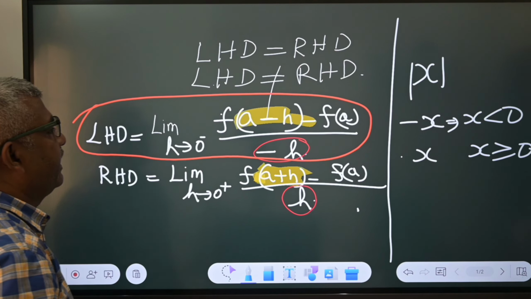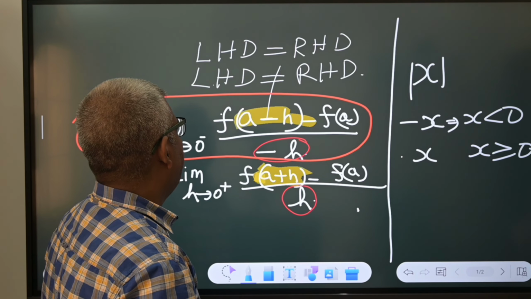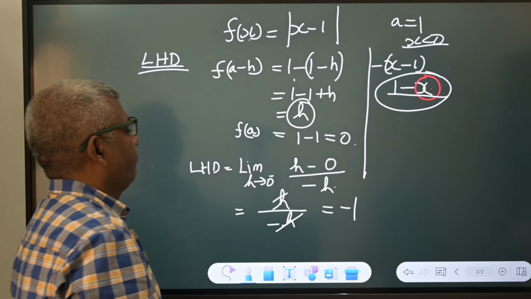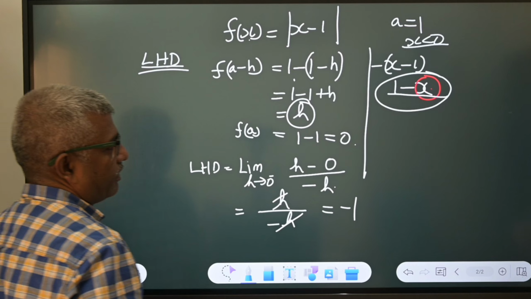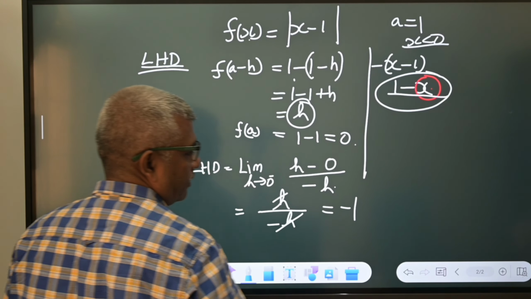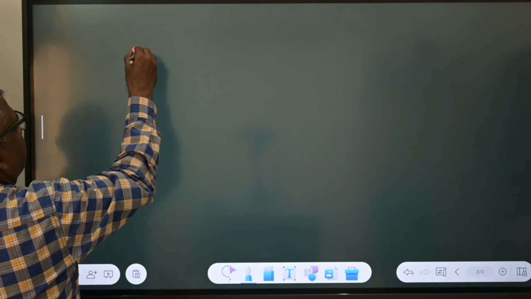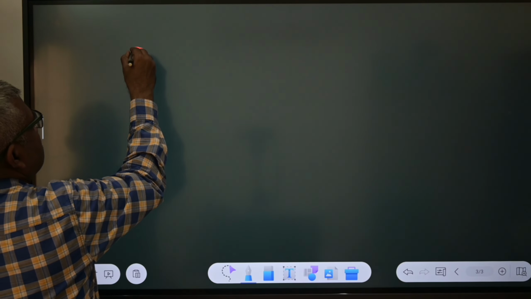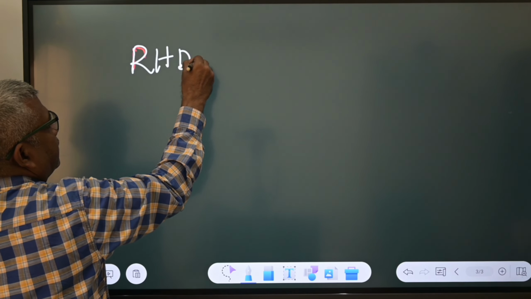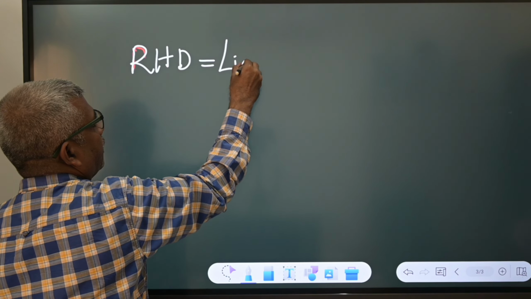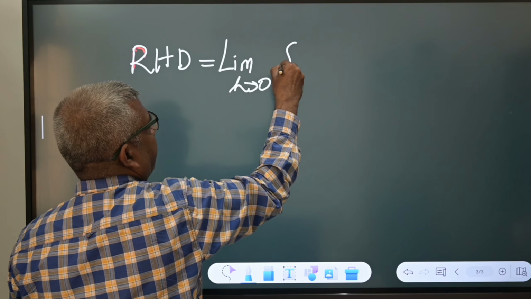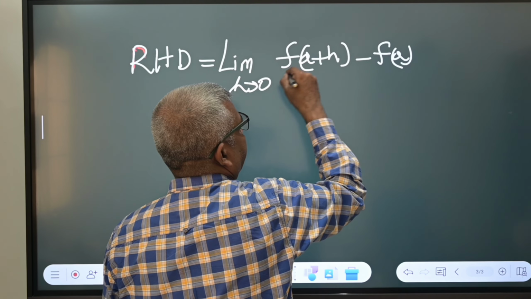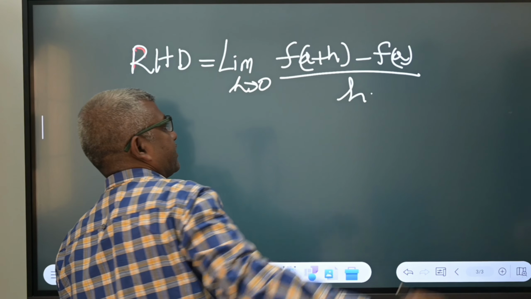f of a minus h minus f of a, divided by minus h. Okay. Now the right hand derivative, RHD. What is RHD? Limit h tends to 0, f of a plus h minus f of a divided by h only, not minus h.